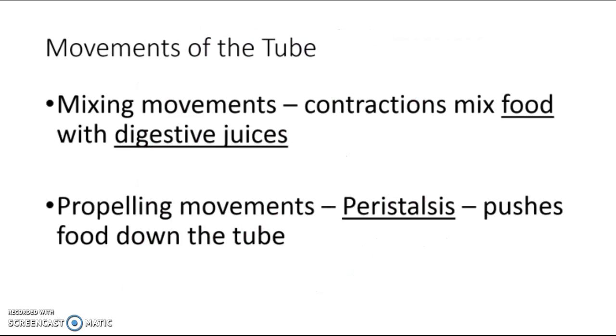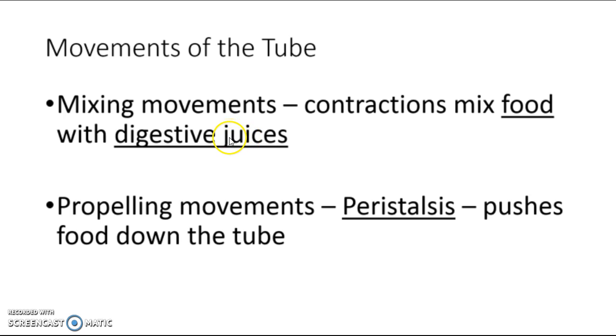So let's now talk about movements of the tube in terms of moving food through the alimentary canal. And there's two types. There's mixing movements, and then there's propelling movements. The mixing movements occur when we are mixing food with digestive juices. This tends to happen in the stomach, where we're taking some stomach acids, and then we're mixing them with the foods. That begins the chemical digestion process.